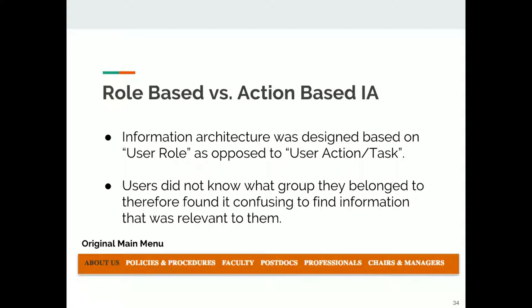We realized that the main navigation and ultimately the information architecture of the website was designed based on user role as opposed to the user action that the user is trying to take. Users did not know what group they belonged to, therefore they found it confusing to know where to even begin. For example, a faculty member could also be a professional. So if I'm looking for a document that is relevant to both user roles, where do I begin? If I choose faculty, then I'm clicking all around, I can't find what I'm looking for, and you just go down the rabbit hole of confusion.